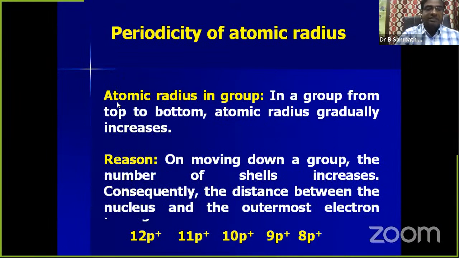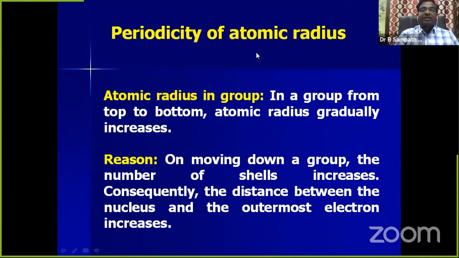Next, let us see, children, the periodicity of atomic radius, meaning how the atomic radius varies in a group and in a period. Atomic radius in a group: from top to bottom in a group, atomic radius gradually increases. What happens, children? Atomic radius gradually increases. Why?